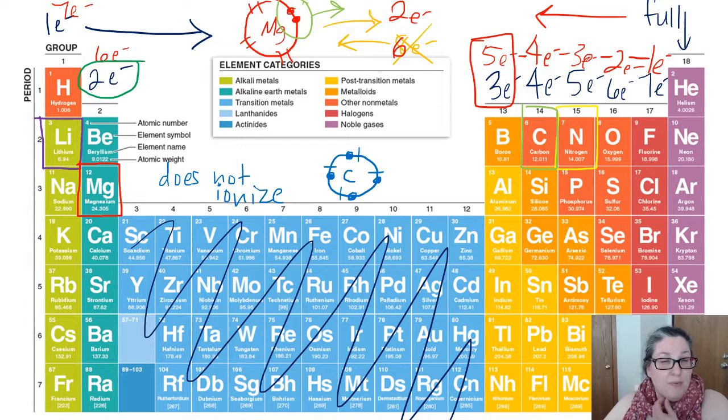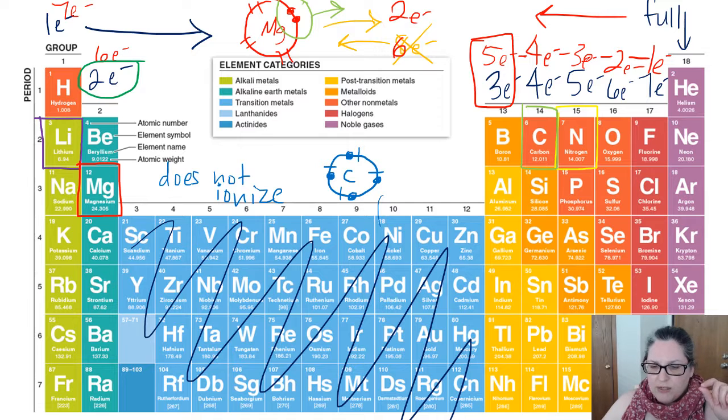Not like this anyway. We might be able to force it through certain chemical reactions, but not in nature. It would rather share those electrons because it has the same number of electrons missing as present in that outer shell. And this is what makes it so wonderful for life, because it's such an incredibly flexible and versatile atom.